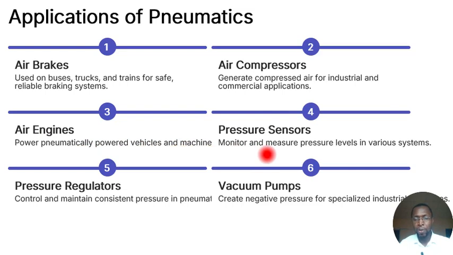And we have the pressure sensors that are used to monitor and measure pressure levels in various systems. The fifth application is in pressure regulators. We use pneumatics in designing pressure regulators that are used to control and maintain consistent pressure in pneumatic systems. And then we have the vacuum pump. This particular one creates negative pressure for specialized industrial uses. So these are some of the applications of pneumatics.